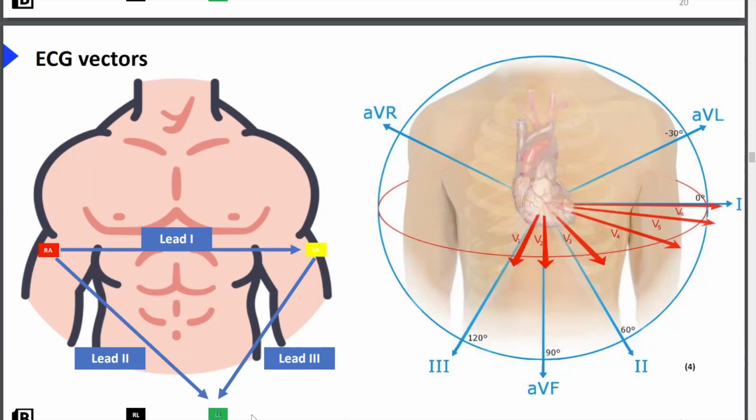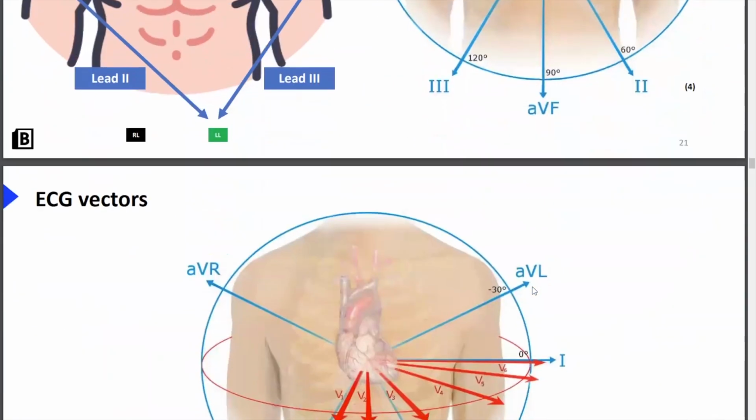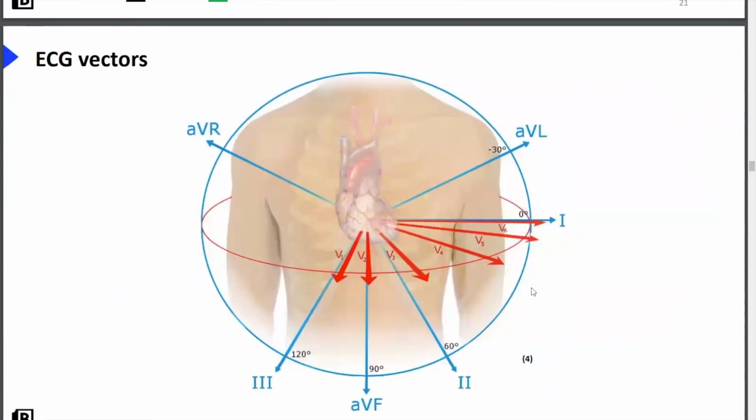Do you need to remember this? No. What you do need to remember is this diagram here. This is really important. Who really cares if it's measuring current from the right arm to the left arm? That's not so important. What you do need to know are the vectors and these angles, because this is super important. So now I'm going to show you why this is important.